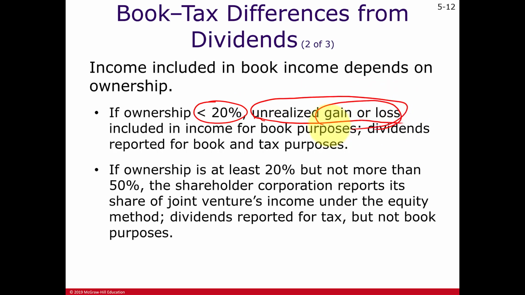Now, if the amount of the investment is more than 20% but less than 50%, if you remember in your maybe intermediate accounting class, or definitely the advanced accounting class, you learn something called the equity method, where the investor reports their share of the invested company's income or loss on their income statement, and again reducing the investment by the dividend received. For tax purposes, you ignore that adjustment and you just report the dividend income. Again, this is a temporary difference until eventually the stock is sold or the investment is eliminated.